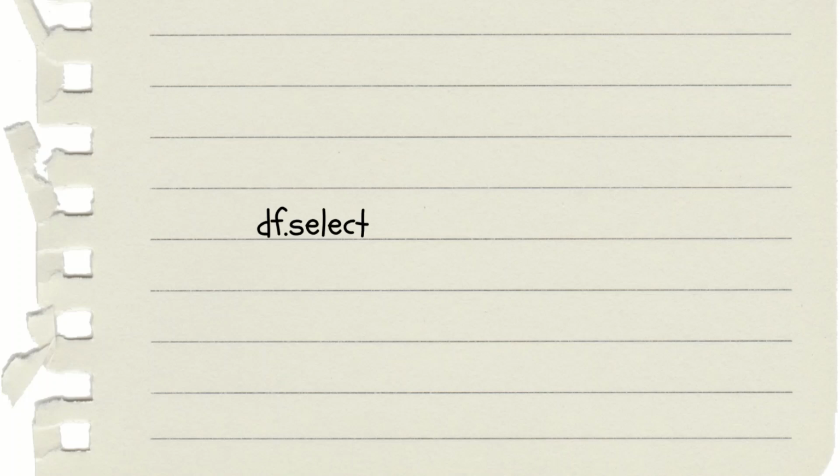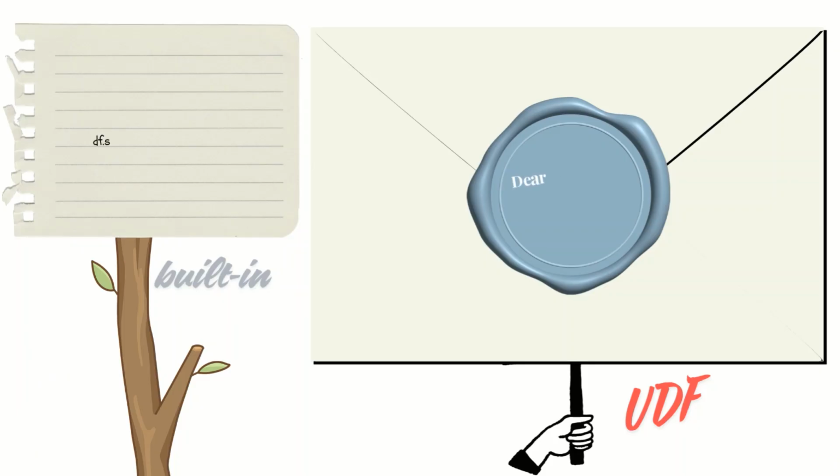Think of it like a note. When it is a built-in function, Spark reads, Mr. Spark, make this column uppercase. And when it is a user-defined function, Spark reads, Mr. Spark, execute whatever is inside this opaque envelope. So, in terms of UDFs, Spark knows there is a function here, but it doesn't know the implementation inside the envelope.